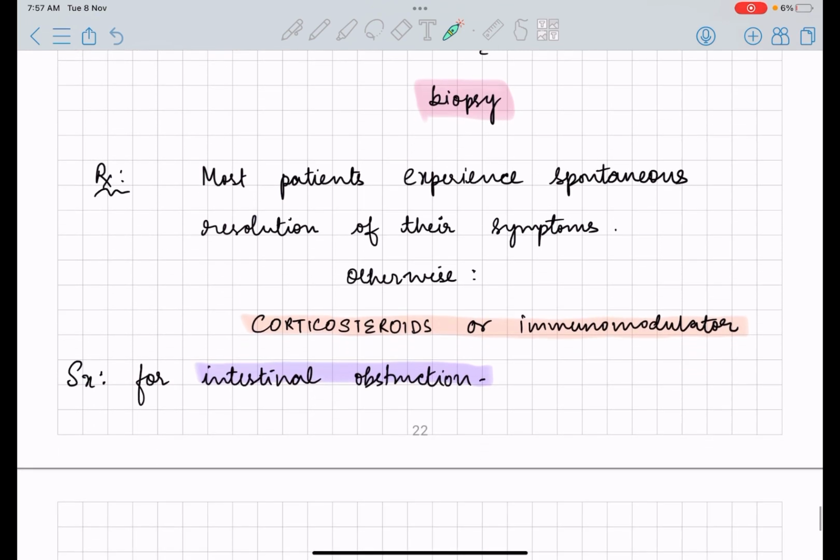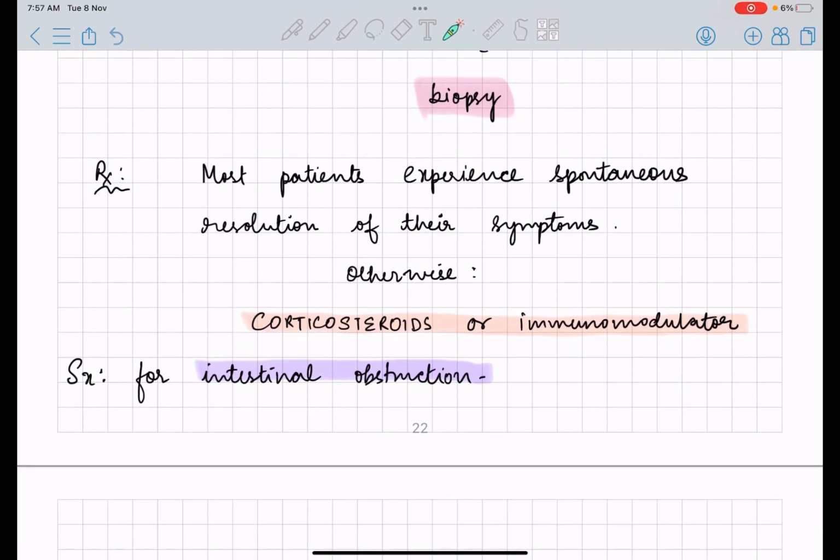Most of these patients usually experience spontaneous resolution without doing anything. So sometimes we just need to wait and watch. However, for severe cases, corticosteroids or other immunomodulators are given. Surgery is only indicated in case of intestinal obstruction.